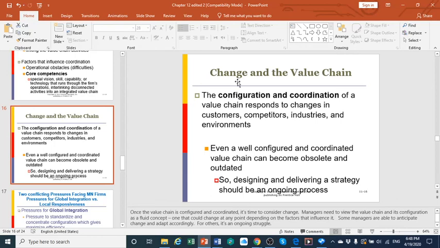However, we can change the value chain. Configuration and coordination usually respond to changes, and they should respond to the customer's needs, competitors' moves, the available industries, and the environment, a volatile and complex environment. Moreover, we should recognize that even a well-configured and coordinated value chain might become obsolete. Why? Because it might be outdated because of the changes in the environment. So, designing and delivering a good strategy should be an ongoing process for each organization that seeks success in its operations.